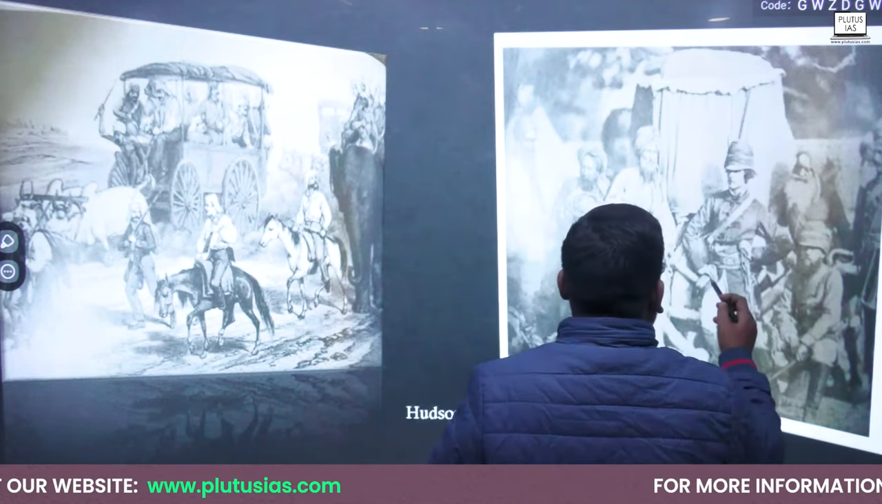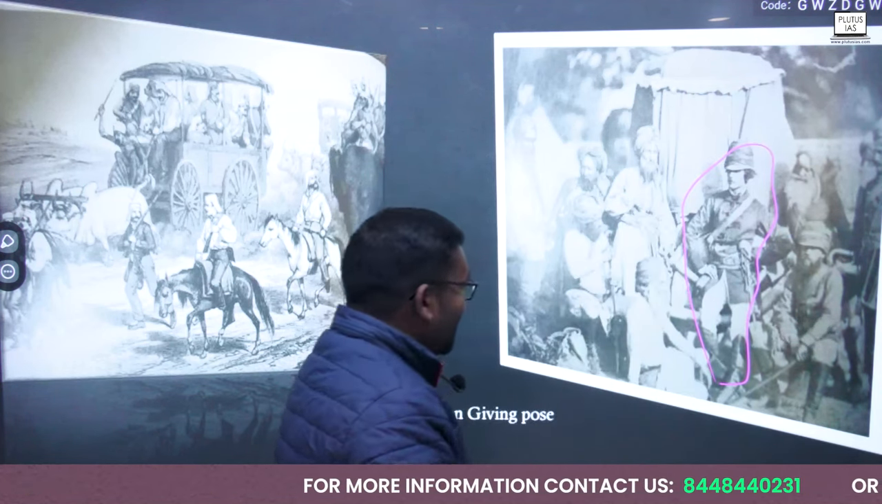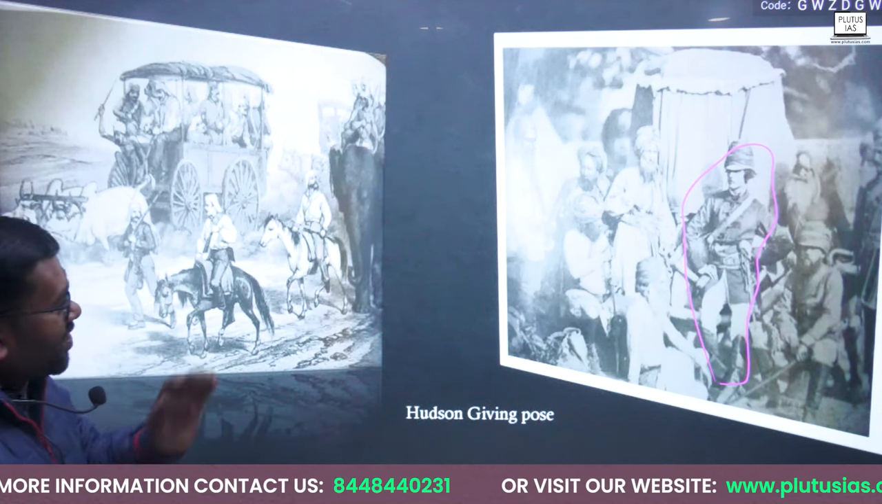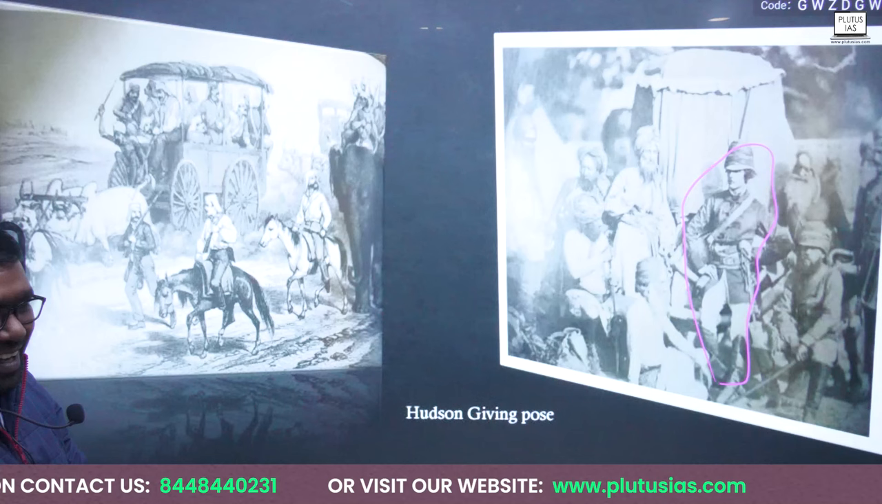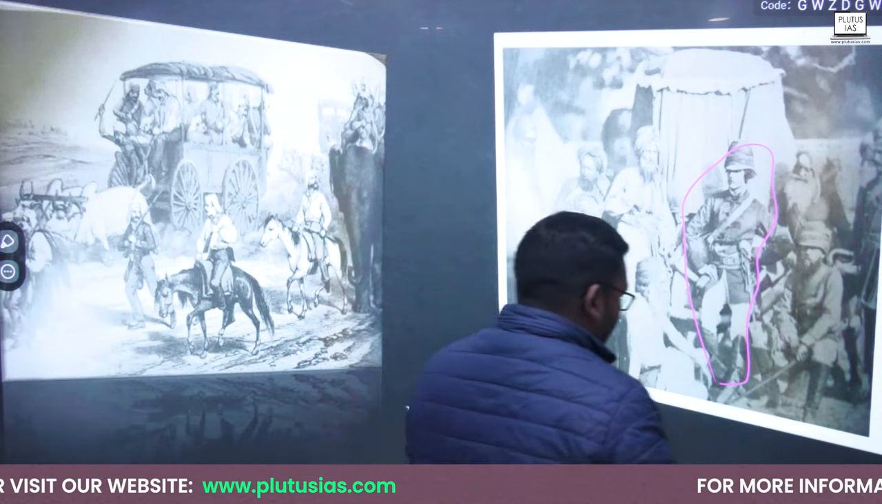This is Hudson. Now look, Hudson is giving a pose, right? He is getting his photo clicked, look at the pose, right? He was so young, no? So he is Hudson. So he is the one. This is the way things were coming.